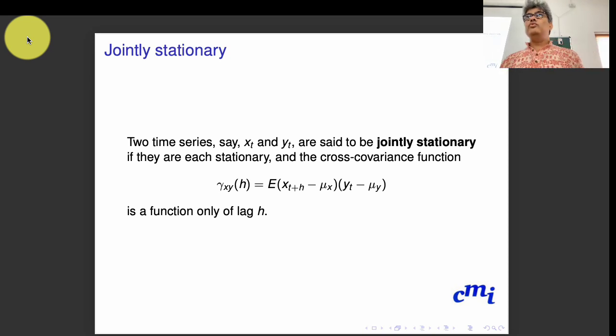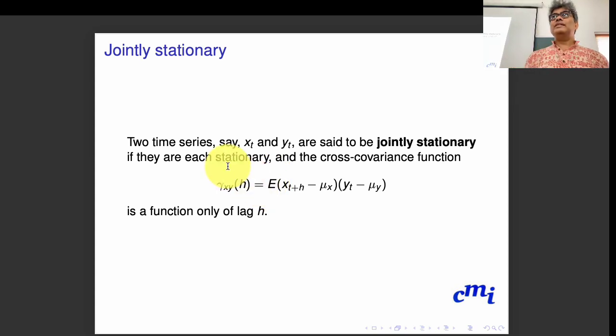Now, if I have two series, X and Y, they are said to be jointly stationary if each of them is stationary. So X itself is stationary, Y itself is stationary, and then one more condition you need: their cross covariance function is only a function of the lag h. That means the cross covariance function does not depend on the time itself.